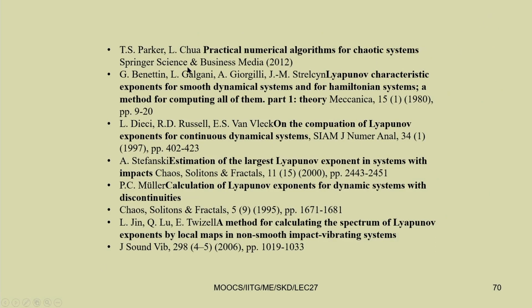A few more references are also very useful. For example, this book by Parker and Chua, Practical Numerical Algorithms for Chaotic Systems, is a very good book you can follow. Then this paper is the earliest in this field of Lyapunov exponents: Benettin, Galgani and Giorgilli, Lyapunov characteristic exponents for smooth dynamical systems and for Hamiltonian systems, a method for computing all of them. In part 1 and part 2 both, you can see the details.